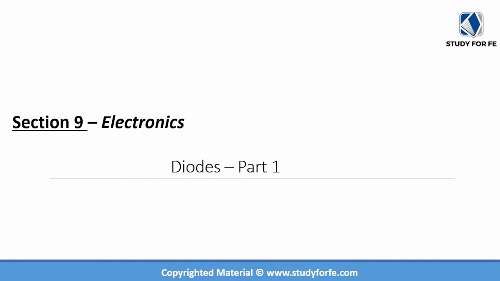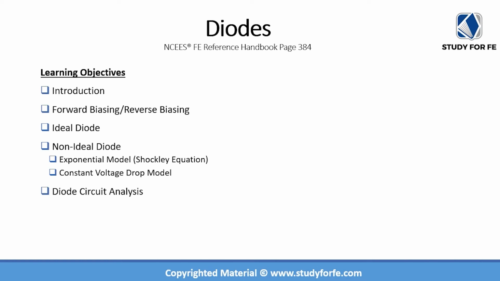Hello and welcome to our multi-part lecture series on the topic of diodes, which is a subsection of electronics. In this lecture, we will introduce what a diode is. We will review its forward biasing and reverse biasing. We'll discuss the ideal diode and compare it with the non-ideal diode. We will look at two commonly used models of non-ideal diodes.